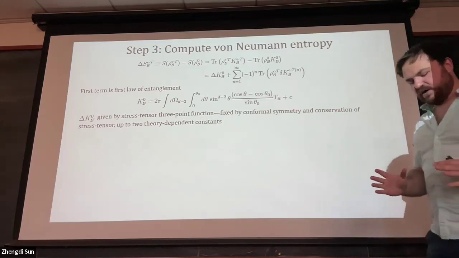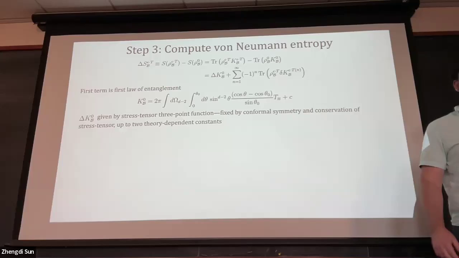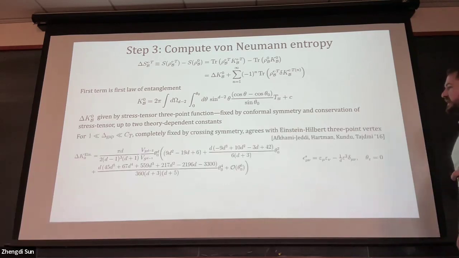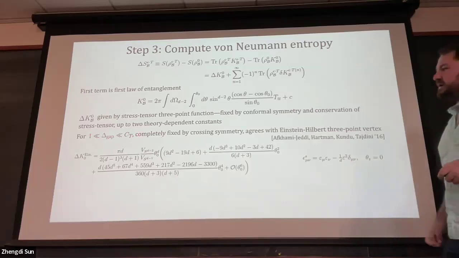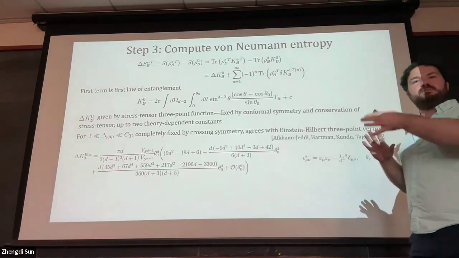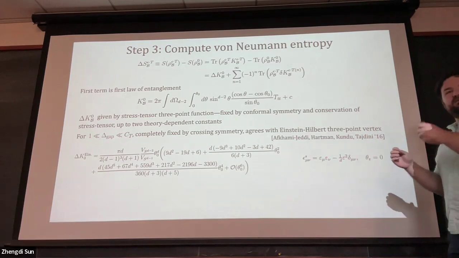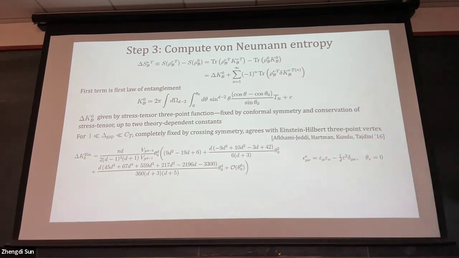And the stress tensor 3-point function in CFTs is fixed up to two theory-dependent constants. It's fixed by conformal symmetry and conservation of the stress tensor. And this is why we need these assumptions. The assumptions I made at the beginning on the CFT, that C_T was much larger than the gap, which was much larger than 1, were shown in a beautiful paper by these authors to completely fix the stress tensor 3-point function to be that given by the Einstein gravity 3-point vertex. So once you have that result, then you know what the 3-point function is and you can do the integrals.